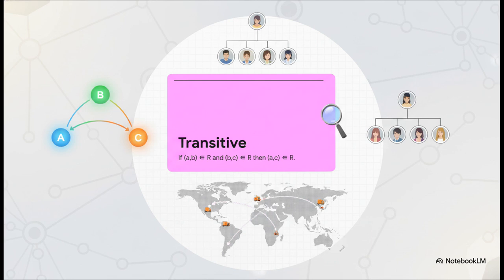If node A connects to node B, and node B connects to node C, well, a transitive relation guarantees there's a direct express line from A straight over to C. Without this specific property, things like logistical routing or even tracking your ancestry would be completely impossible to map mathematically.